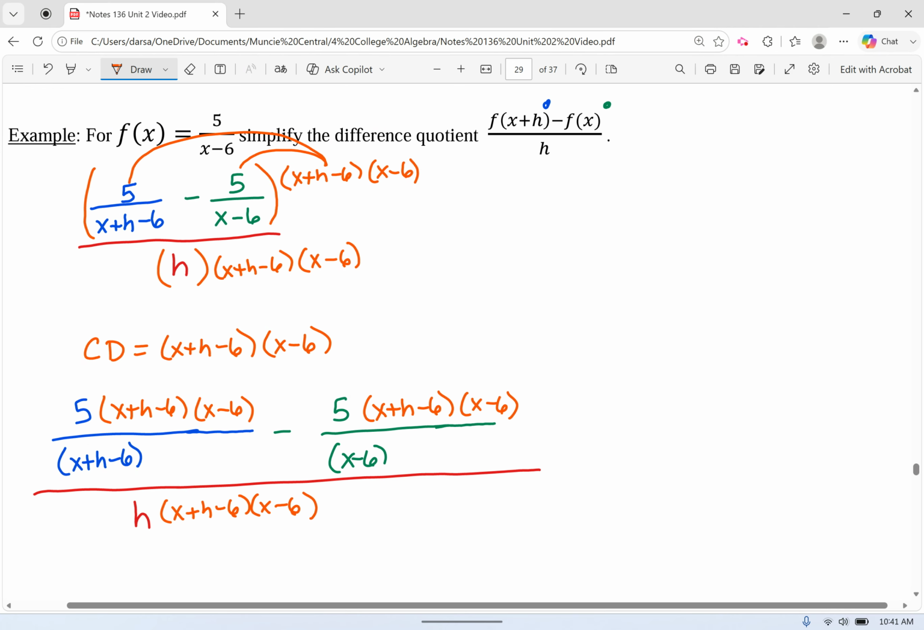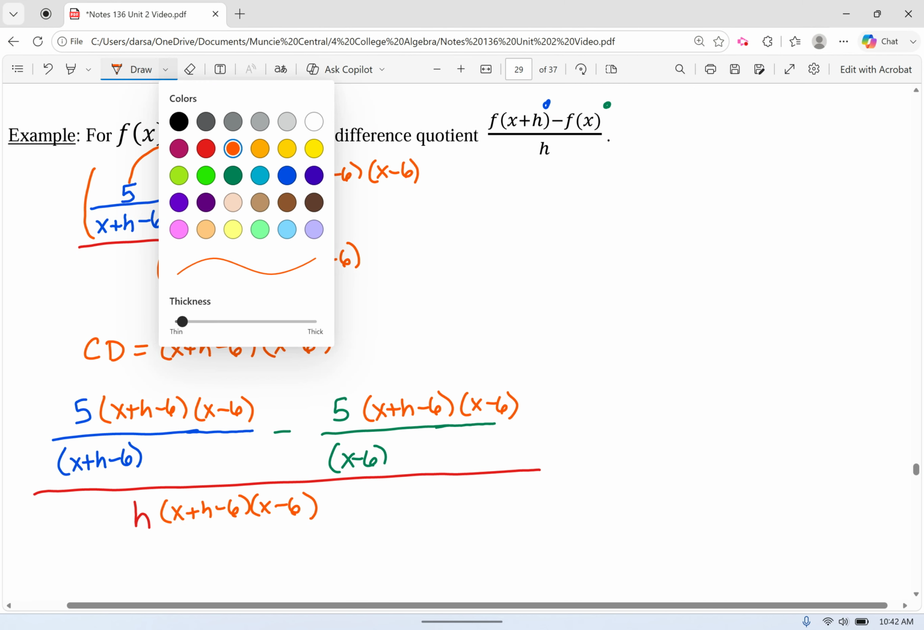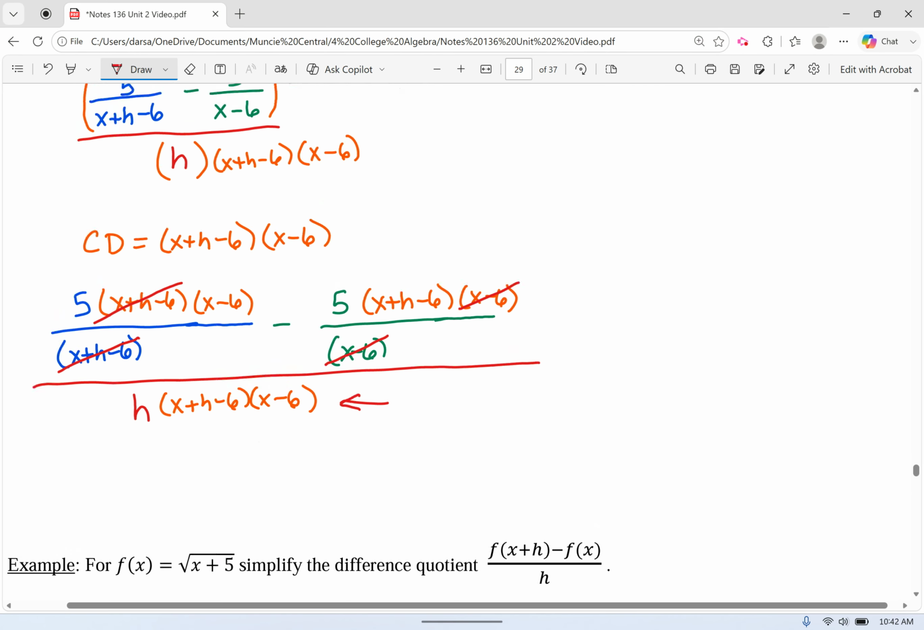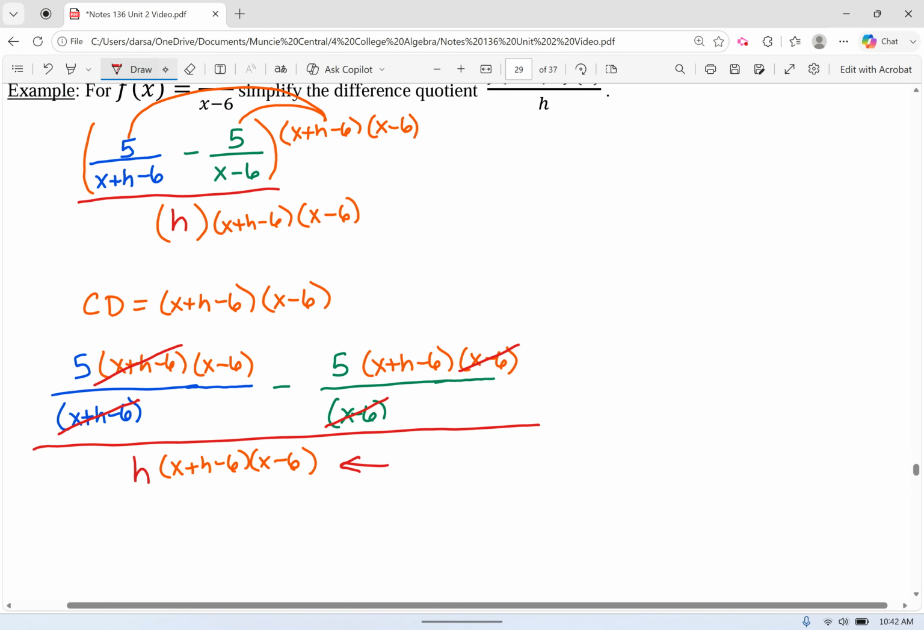There we go. Okay, why did we do this? Well, look at just this blue bit. What do you see is going to happen in this blue bit? Yeah, you're going to get some canceling. So the x plus h minus 6 is going to cancel because they will divide out. And in the green bit, it's the x minus 6 that will cancel. Now in the bottom here, we won't have anything cancel because there's nothing on the top to cancel things out. But where does that leave us? Where do we end up going here? Okay, this is a little bit of a mess. So let's see where this all goes as we come up this way.